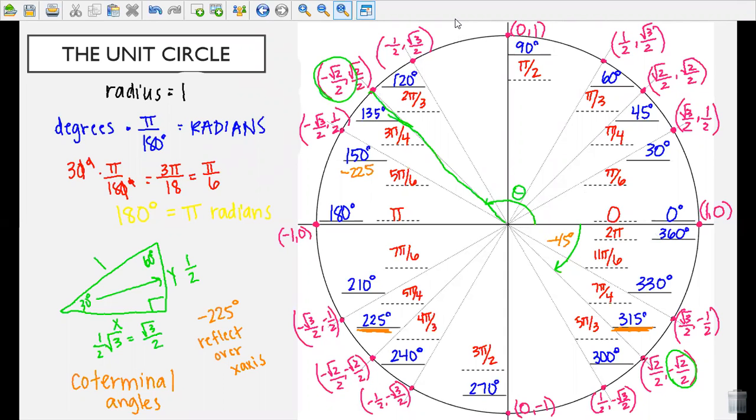All right, and that's it for this part. This is our round 1 of the unit circle. And in our next lesson, we'll actually learn how to use this in terms of our trig functions. But right now, we just got to get used to the unit circle itself.